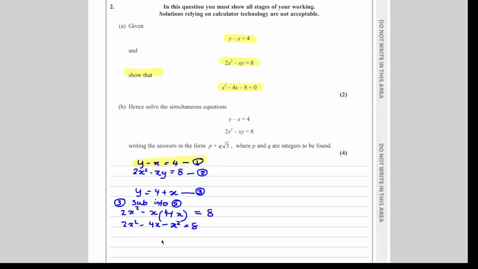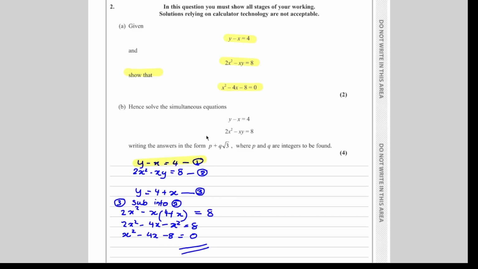Now let's bring everything to one side. Can you see we are forming a quadratic equation? So gather everything to one side. So 2x squared minus x squared, I'm getting x squared here, minus 4x minus 8 equals 0. So this is the equation that we've been asked to form. So always look at this one and build up your equation. So part A is done.